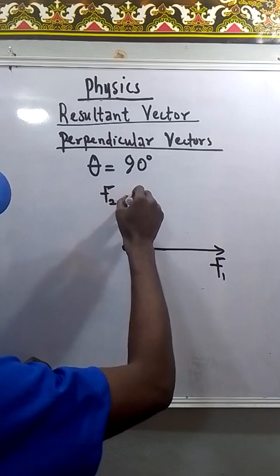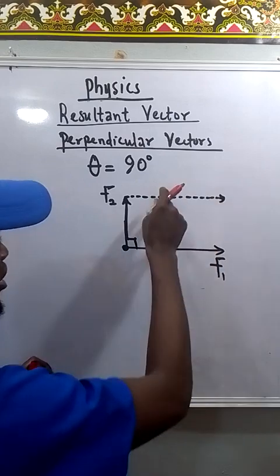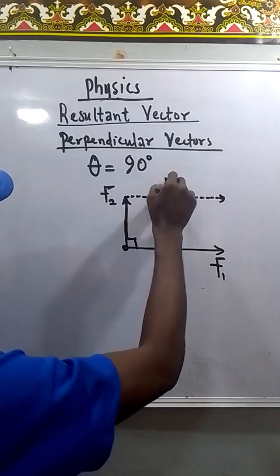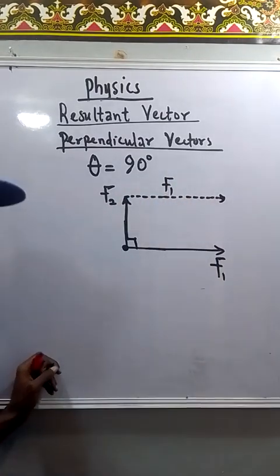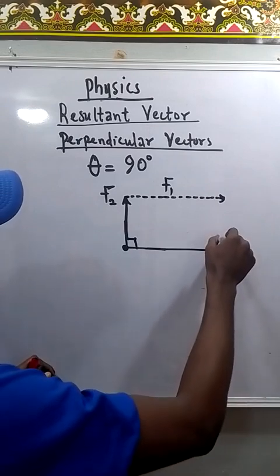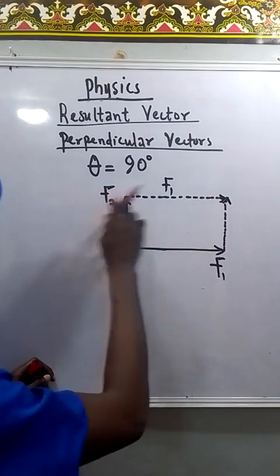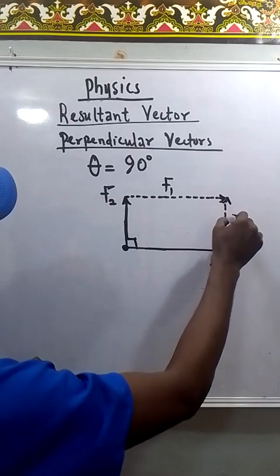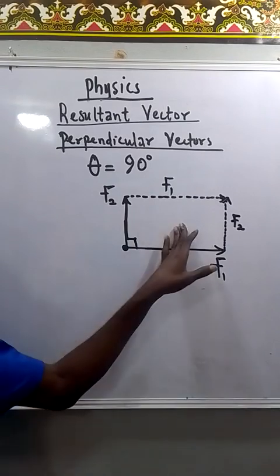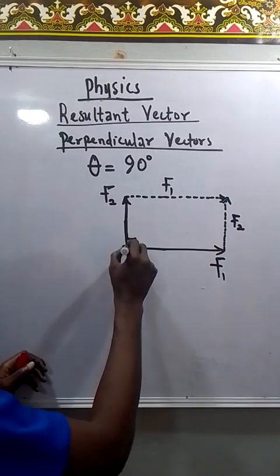Let me produce a line of force from here to here, parallel to F1. Now this is F1, here too will be F1, because they are of the same length and they are going in the same direction. Then let me produce another line of force parallel to F2. This and this are also parallel to each other. You can call this F2. Now, this is a complete parallelogram, and this kind of parallelogram is a rectangle.